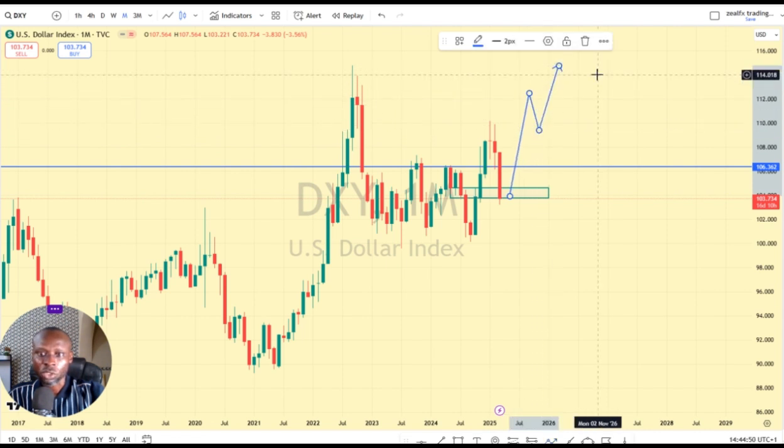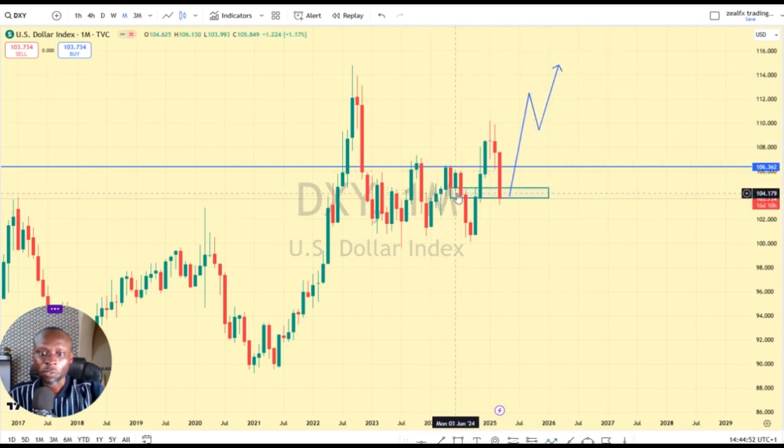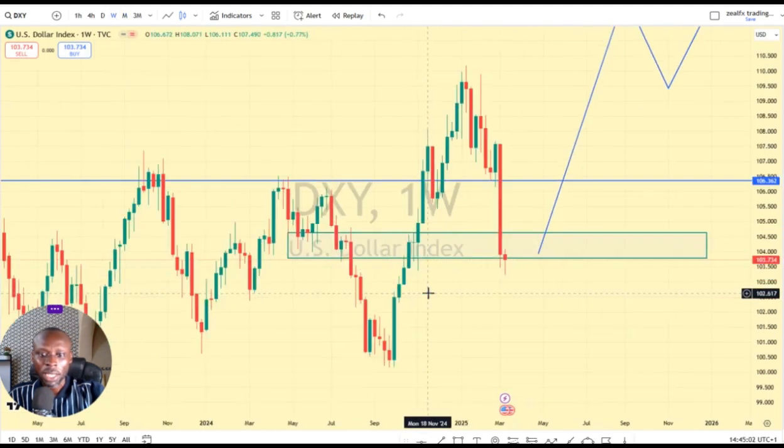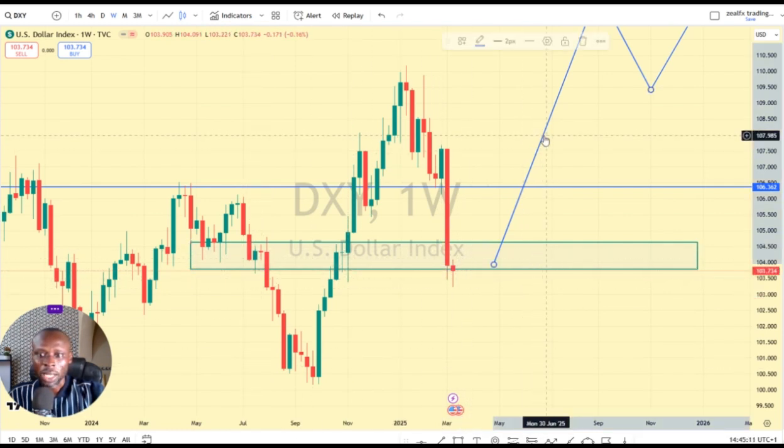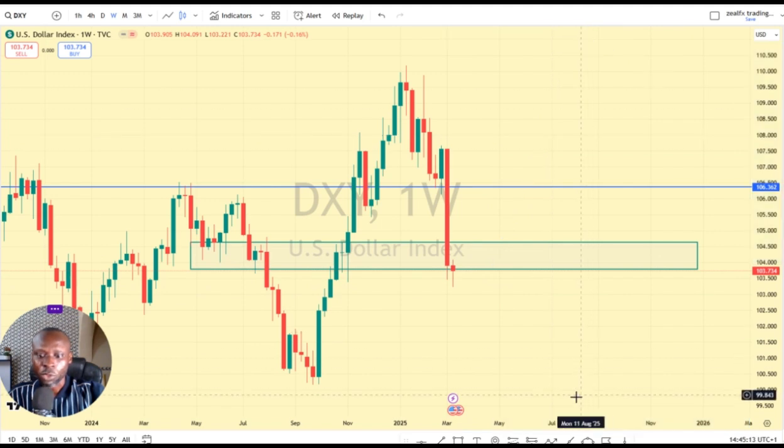For price to complete this structure. So if price fails to break below this level, we expect price to push higher on the dollar index this coming month. So let's look at the weekly chart of the dollar index. On my weekly chart, you can see that price did the first breakout at this level and also failed to break this support level. So we expect the dollar index this week to move in an uptrend.